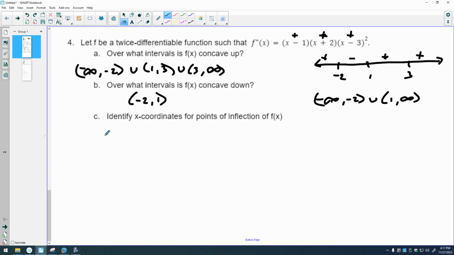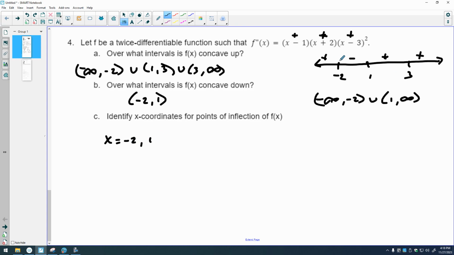Okay, points of inflection. Points of inflection are where my second derivative is 0 or undefined. And remember, last time we were here, the day before the test, I had this in big, bold, capital letters. It's where my second derivative is 0, undefined, and switches signs. So it's 0 at negative 2, at 1, and at 3.